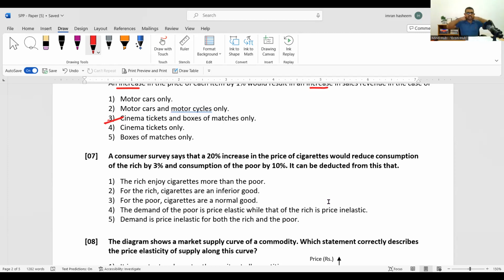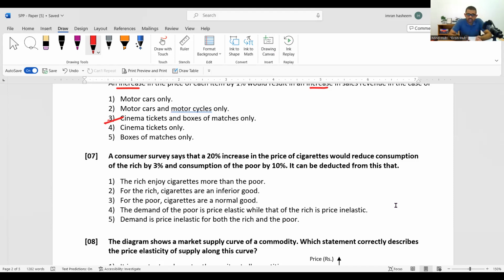On what basis can we say that? First thing is we don't have utility information, and also because both have inelastic demand, we can't say that. Number 2, for the rich, cigarettes are an inferior good. Again, not sufficient information is available to comment on the inferior or normal status of the good.